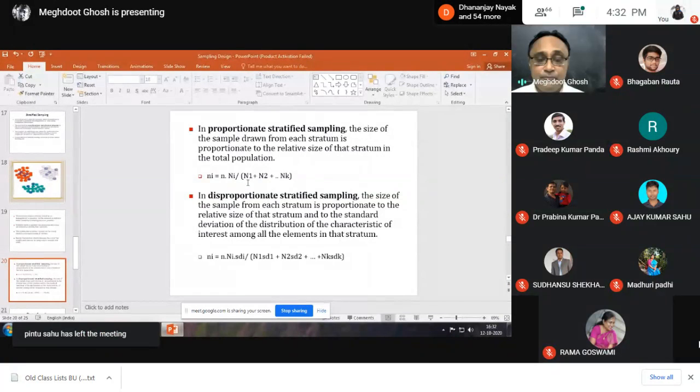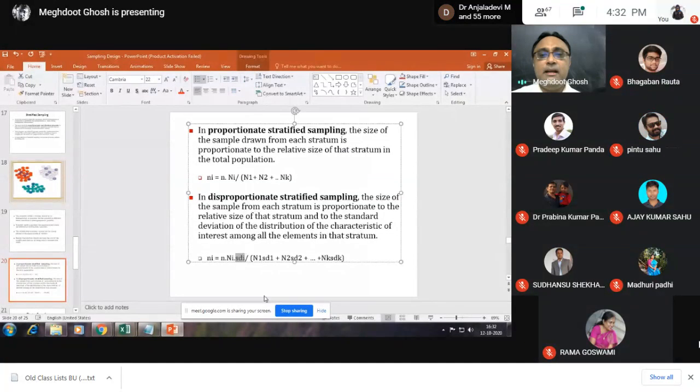And in case of disproportionate stratified sampling, it is very clear that we are inserting a particular term over here, that this term is the standard deviation. So we have to calculate the standard deviation of the individual strata, and then only we can find out the sample size for the disproportionate stratified sampling. Okay.